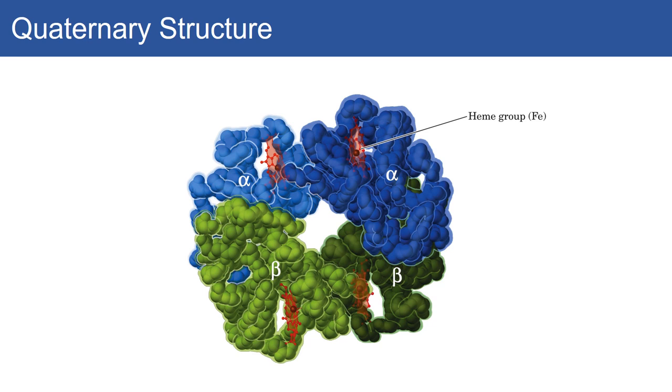The classic example of quaternary structure is always hemoglobin. There are 4 subunits within a hemoglobin, so it's a tetramer. There's 2 alpha and 2 beta subunits, and they form together to form the hemoglobin molecule. And that provides important oxygen delivery and carbon dioxide removal for cellular respiration.